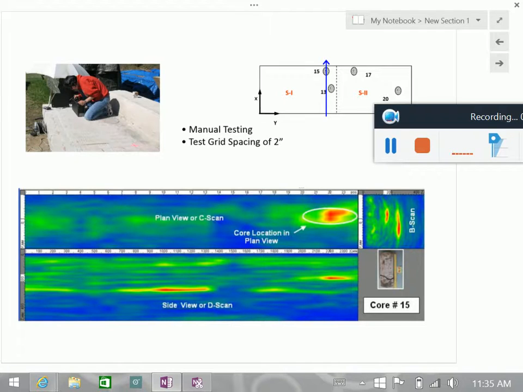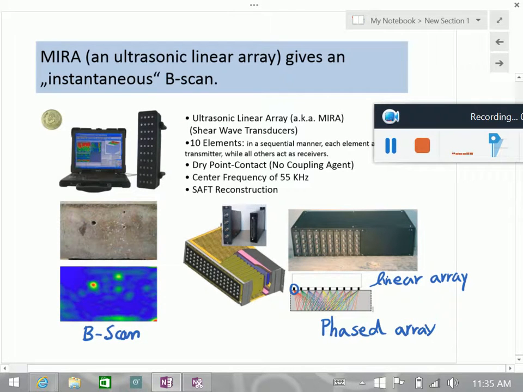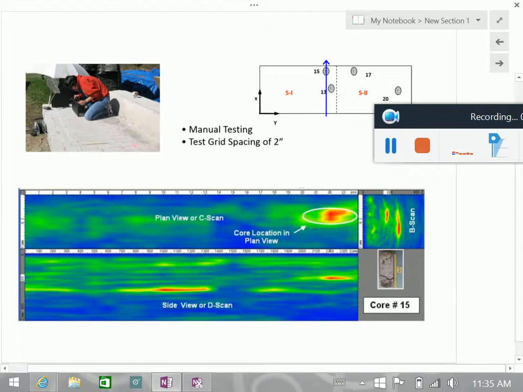Now what are D scan and C scan? Here is me measuring manually using a very old version of this. As you can see here, this is the old version of this equipment that you have seen. Now the fancy version. So I'm measuring this point by point, 2-inch distance between each 2 points, and then you can create the map for the whole slab.